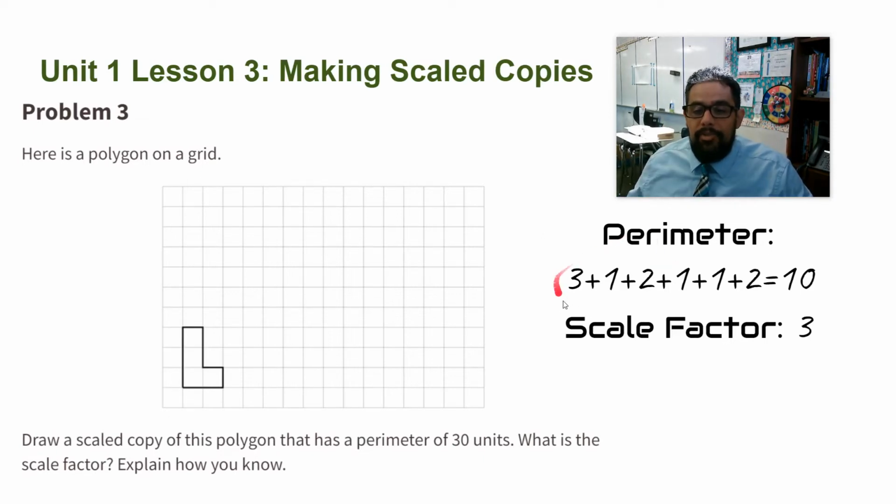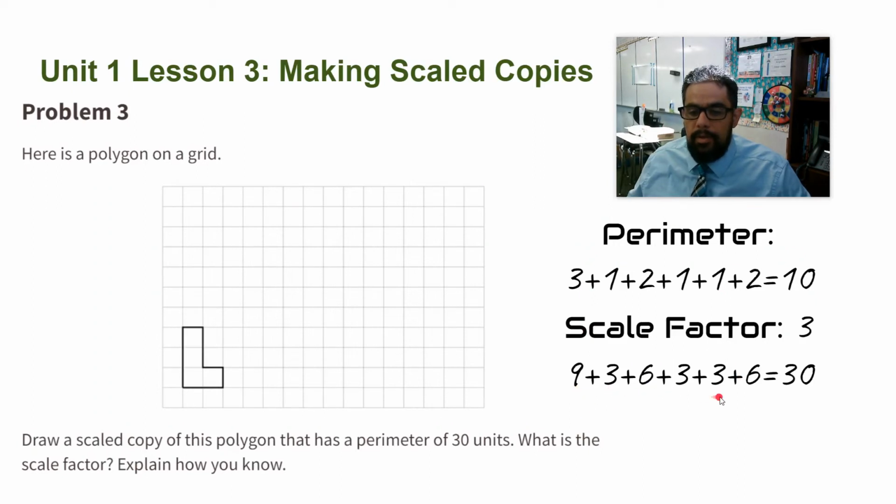Now, because the scale factor is 3, I'm going to take every single one of these sides here, 3, 1, 2, and multiply it by the scale factor, which is 3. Multiplied everything here by 3. Notice that, right? 9, 3, 6, 3, 3, 6. When you add them up, we get 30. So I know that this scale factor of 3 is the one that's going to give me the figure.